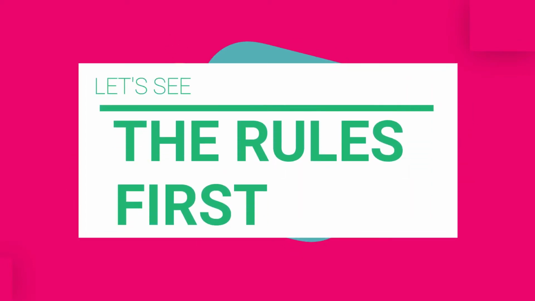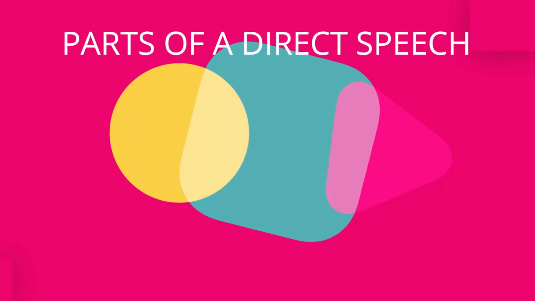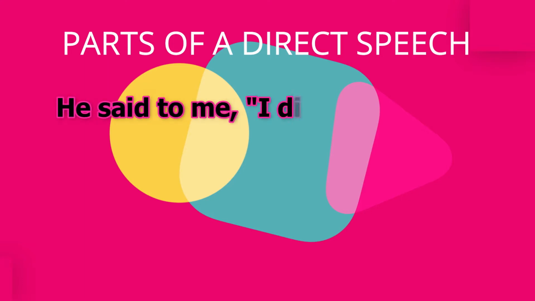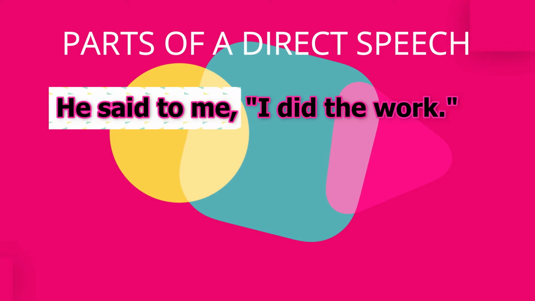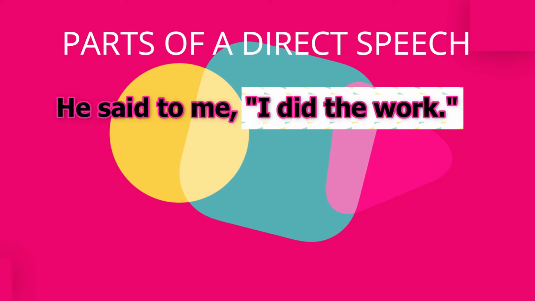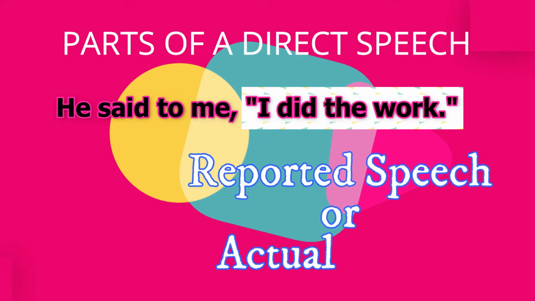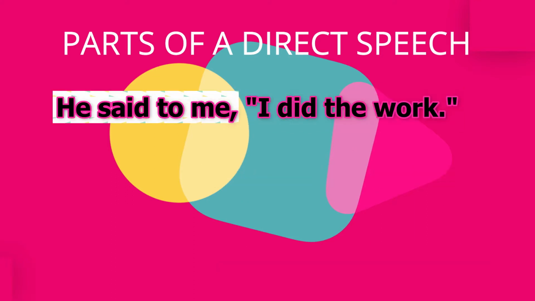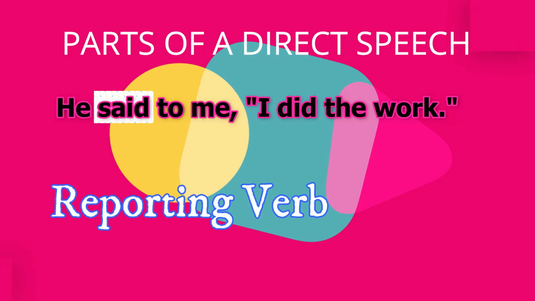First of all, the rules. Let us first of all look at the different parts of a sentence. In this example, he said to me, I did the work. He said to me is the reporting speech, and I did the work is reported speech or actual speech. Within the reporting speech, we have a verb which is said here, and it is called reporting verb. Now let us talk about the rules.